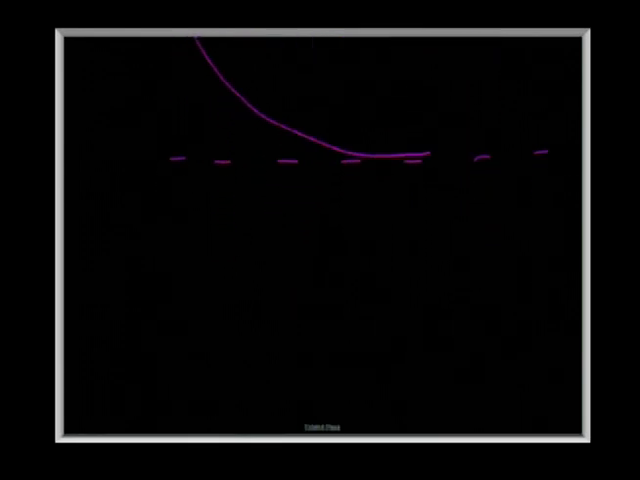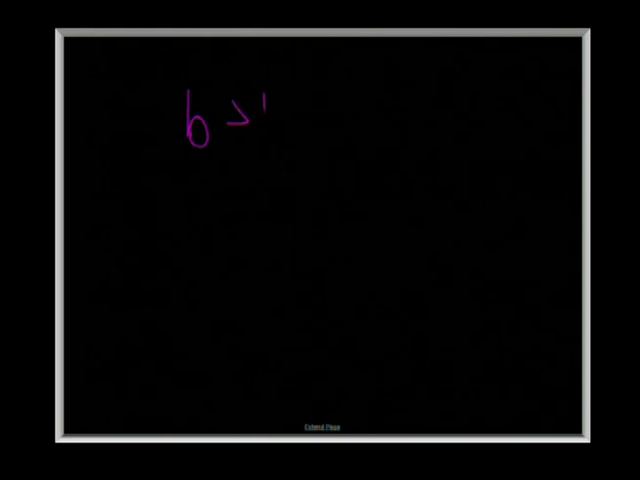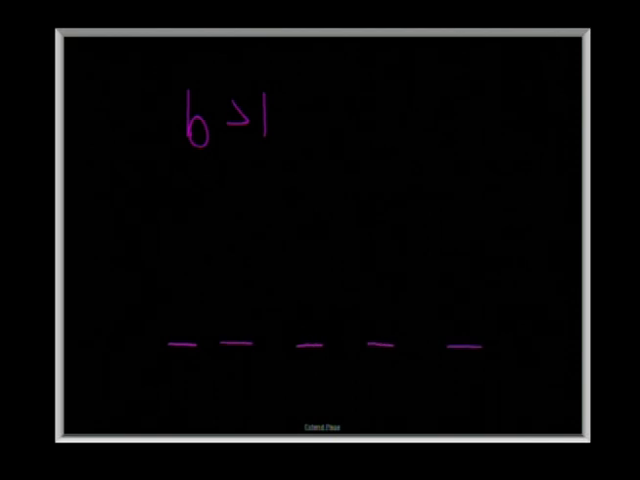If b is more than 1, so let's say it's 2 or something to that effect, it's going to move away from your asymptote.